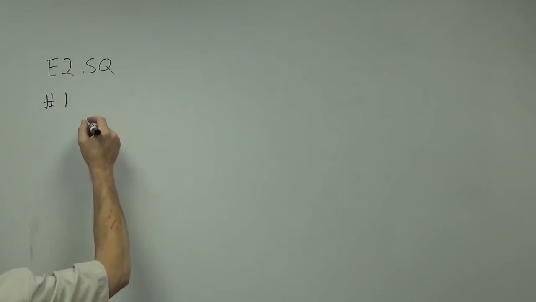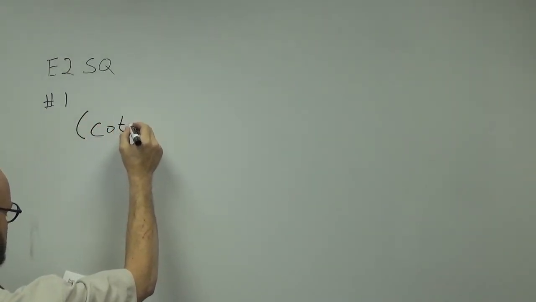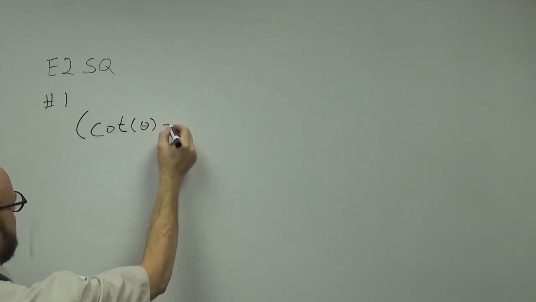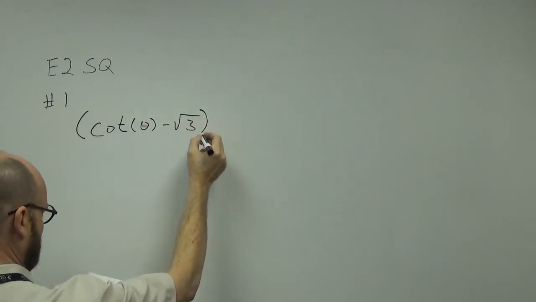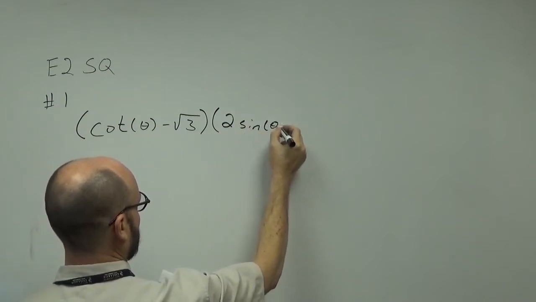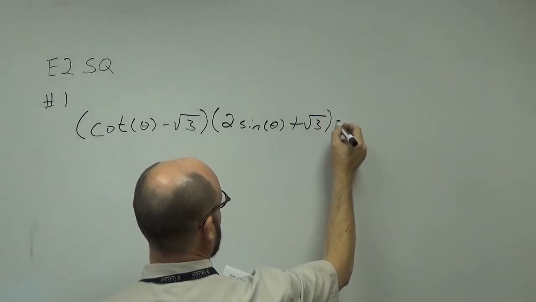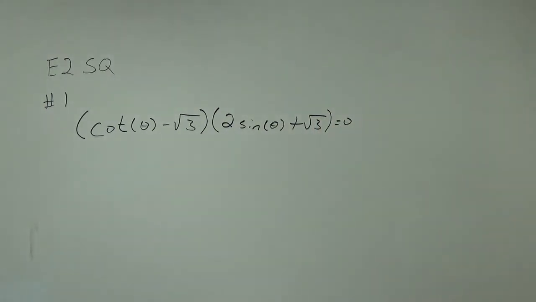for you. So, number 1 is we have the cotangent of theta minus the square root of 3 times 2 sine of theta plus the square root of 3 equals 0. So, it's already factored for us. All we need to do is set both factors equal to 0 and solve.